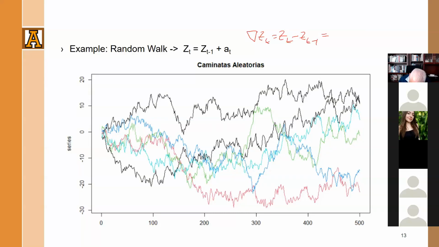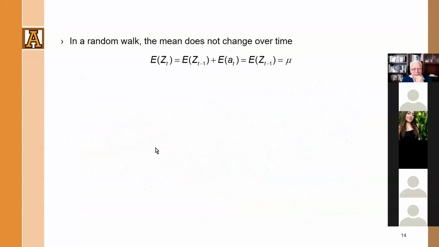I'll just do it simpler than that. First difference is Zt minus Zt-1. And then Zt minus Zt-1, from this equation, we see that that's equal to At, which is stationary, right? It's white noise, it's stationary. The mean in the random walk doesn't change over time.